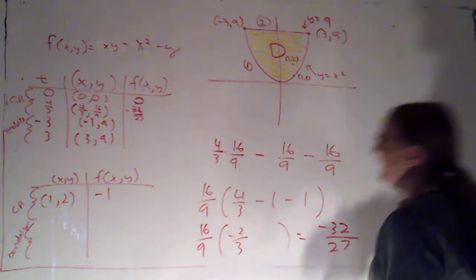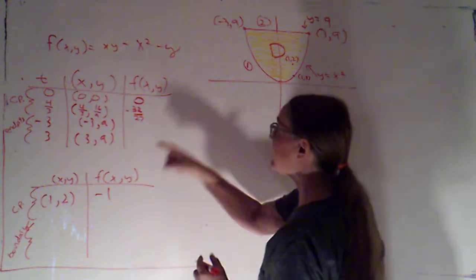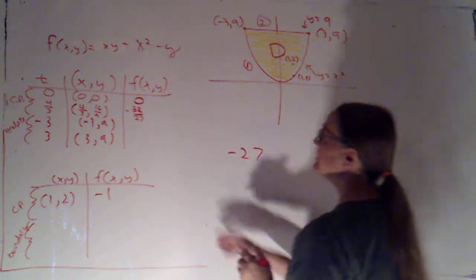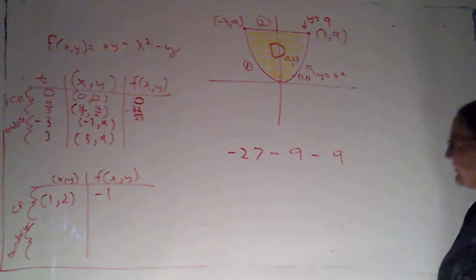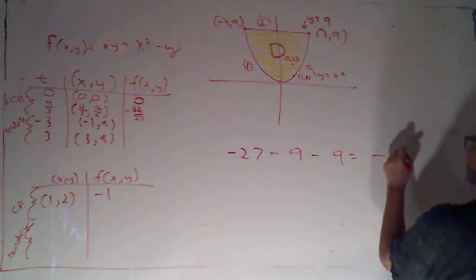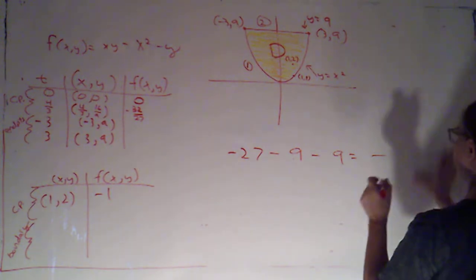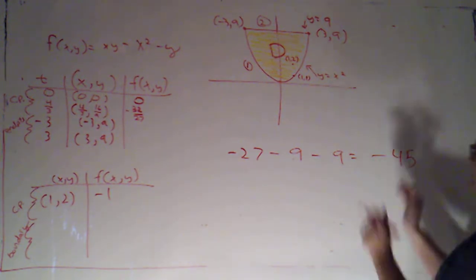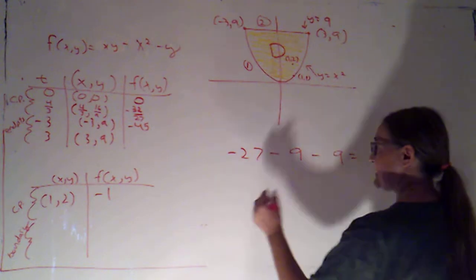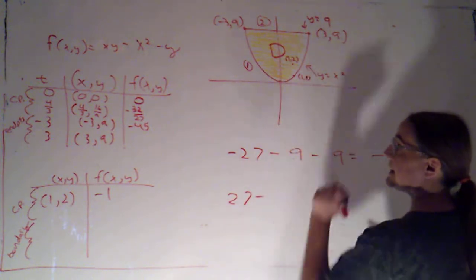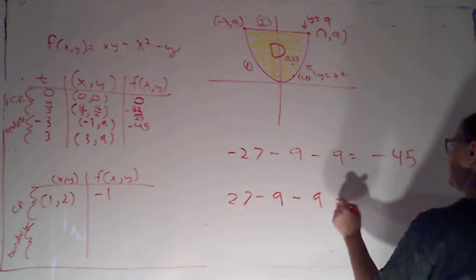Okay. Let's take a look at -3,9. Okay. So x times y would be negative 27. Minus x squared is minus 9. Minus y is minus another 9. So that's going to be negative 45. Yes, negative 45. All right, and if I plug in positive 3,9, x times y is 27, minus x squared is 9, minus y is 9. That's 27 minus 18, that's 9.